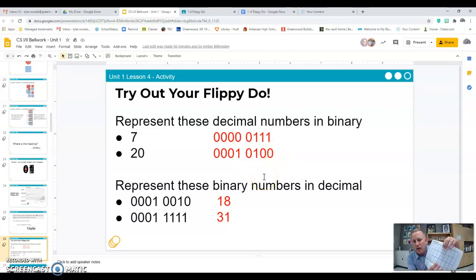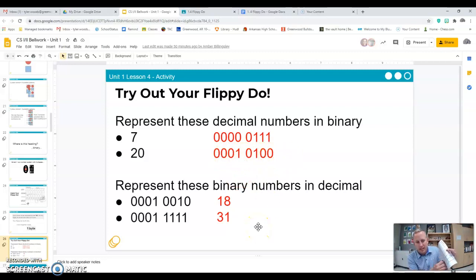Okay, if we wanted to use our Flippy Do chart to do number 20, I would find a 16, that's the highest number under 20. I would find a 16 and I would turn it on, just like the light in our video before. We're turning it on. And what else do I need to get up to 20 is a 4. So my answer, reading left to right, would be 1 0 1 0 0.